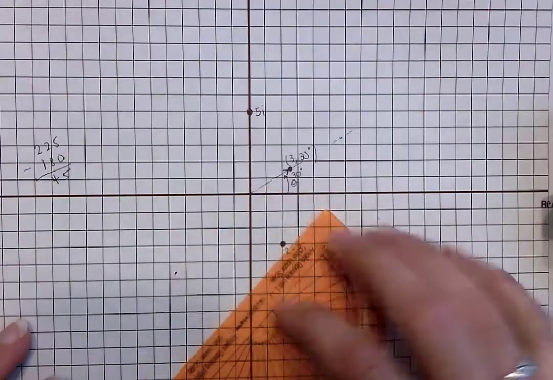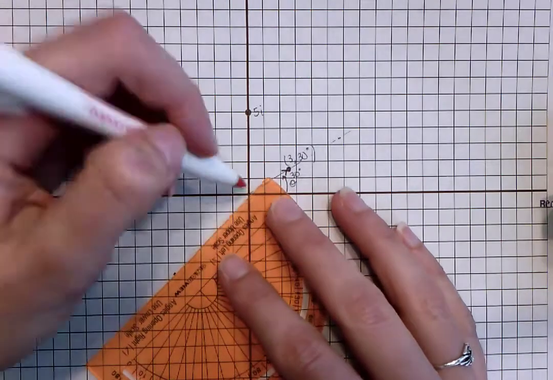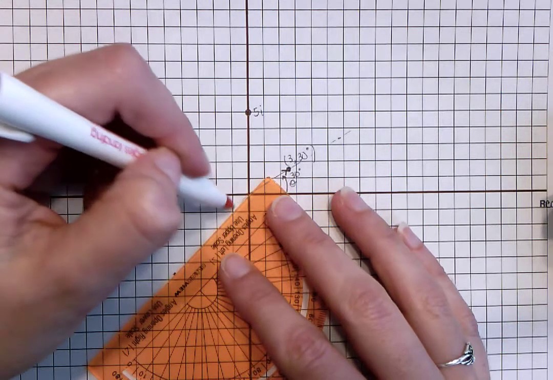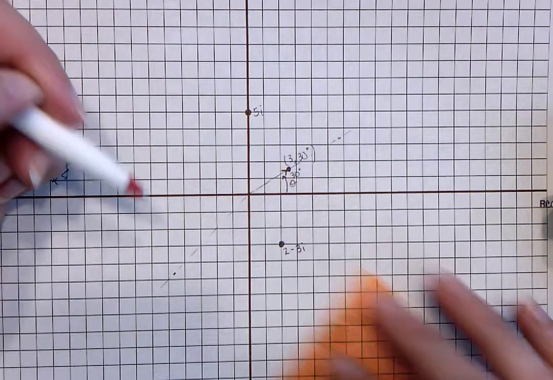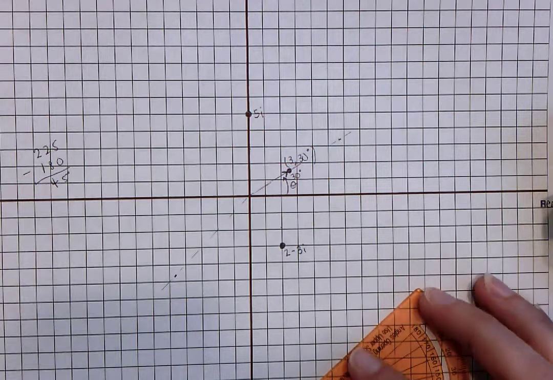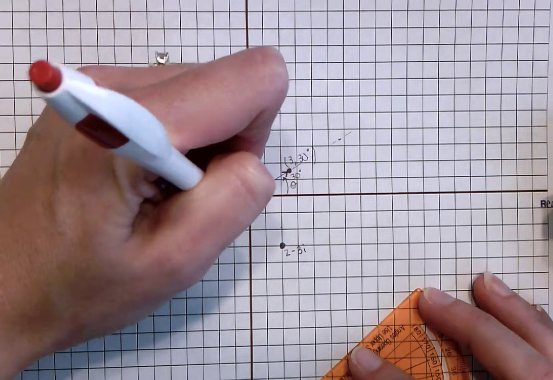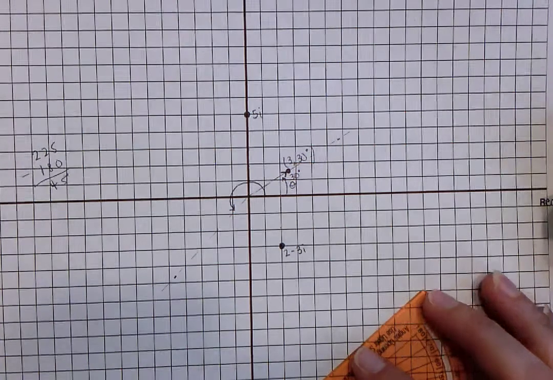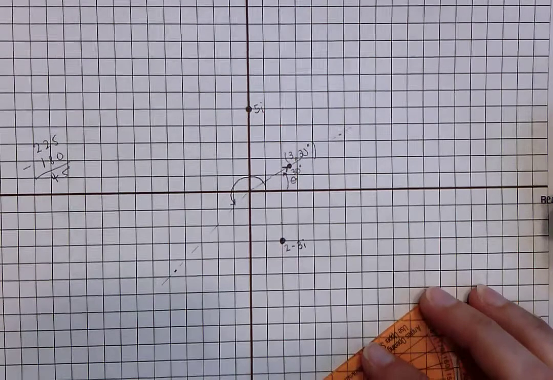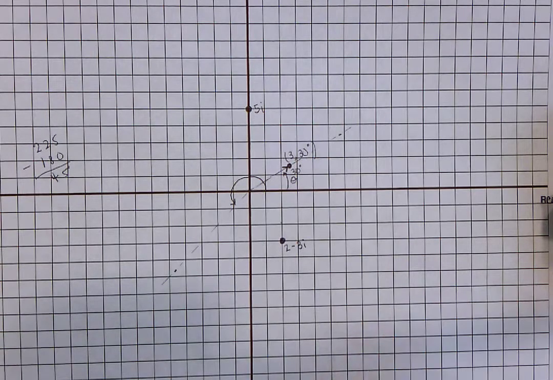So now I know that along this line right here, okay, along that line, that's 225 degrees, okay? From here all the way around to there. That's 225, okay? So now I just need to figure out what the length would be.